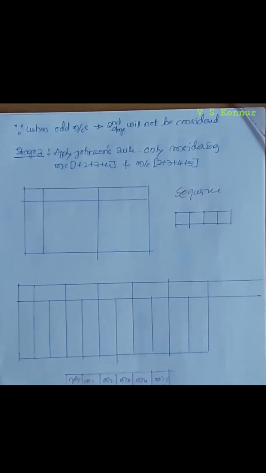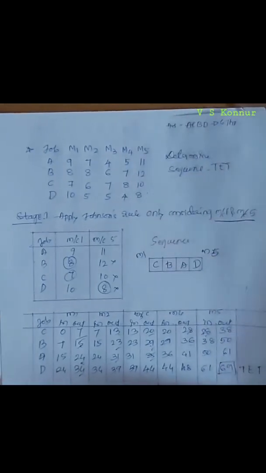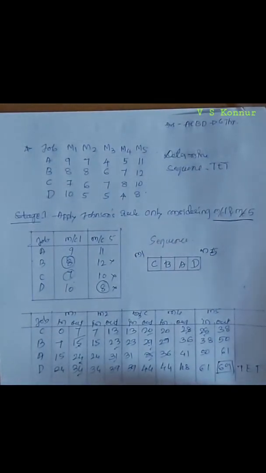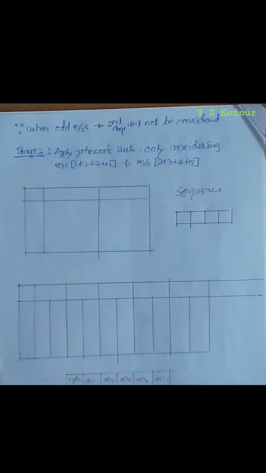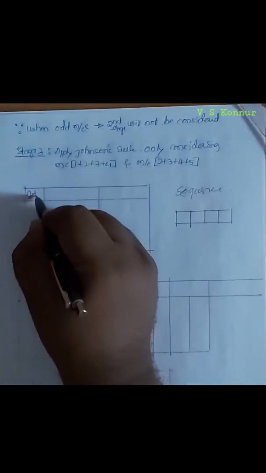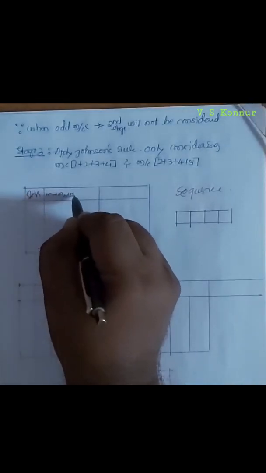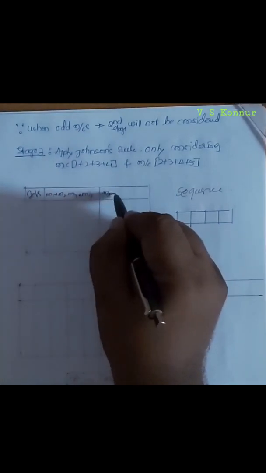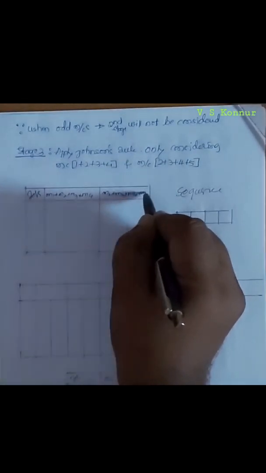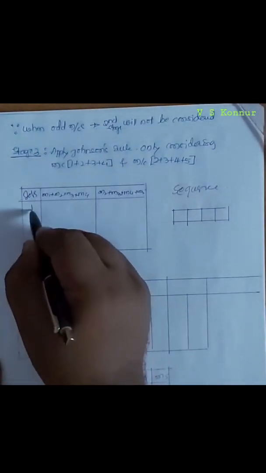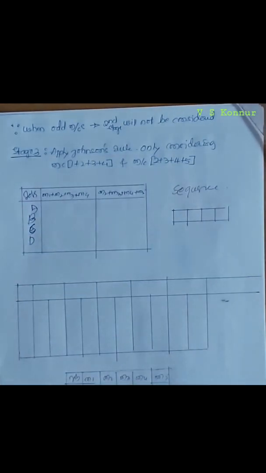So now the problem is 9, 8, 7, 10. So this is the problem. Now the same problem, second method. We'll write here jobs: M1 plus M2 plus M3 plus M4. Here I will write M2 plus M3 plus M4 plus M5. So adding all this, we will be getting the tables. So we'll write here A, B, C, D. So 4 jobs are there.